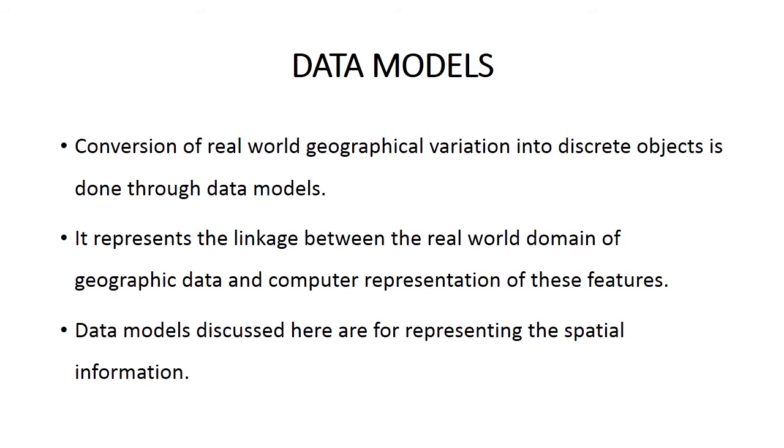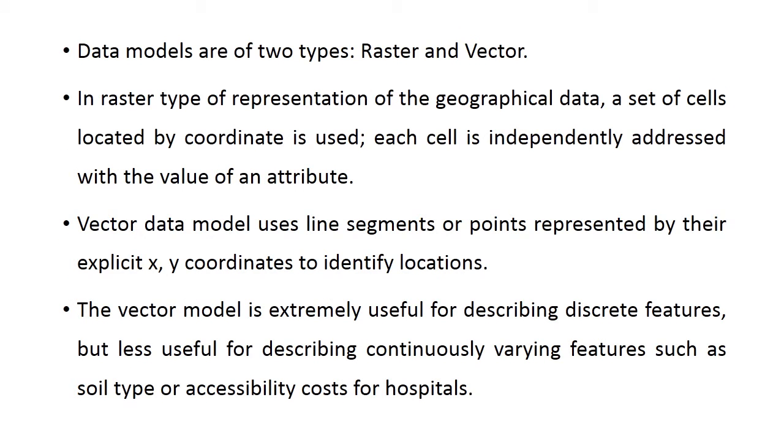Data model: conversion of real world geographical variation into discrete objects is done through data models. It represents the linkage between the real world domain of geographic data and computer representation of these features. Data models discussed here are for representing the spatial information. Data models are of two types, raster and vector.